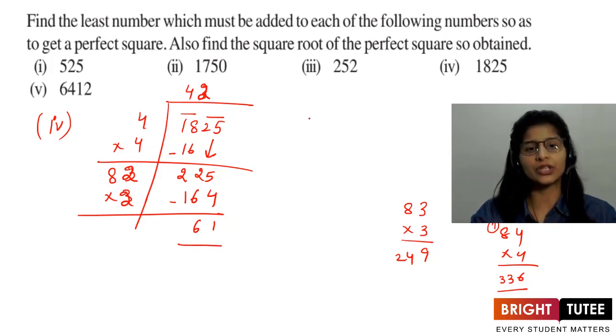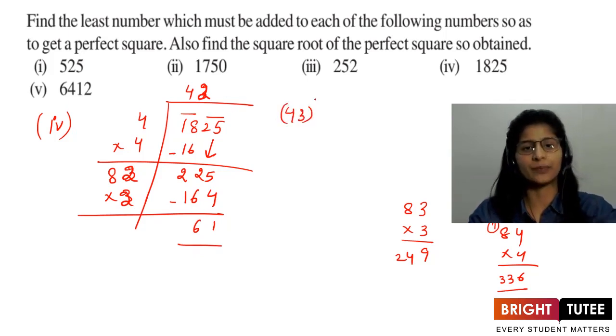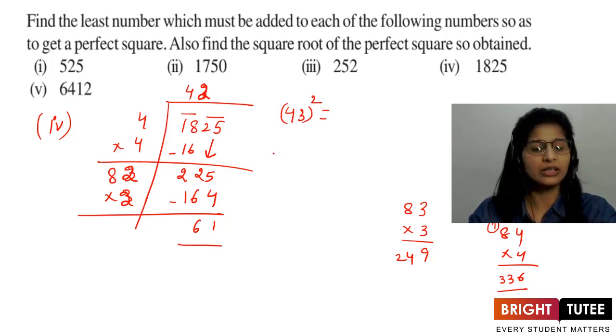What is the next number after 42? It is 43. Right, so just to revise what we have done: we took the long division method and calculated the square root using the long division method for 1825. We are getting 42 as the quotient. What is the next number after 42? We have 43. Clear? Square of 43 comes as 1849.